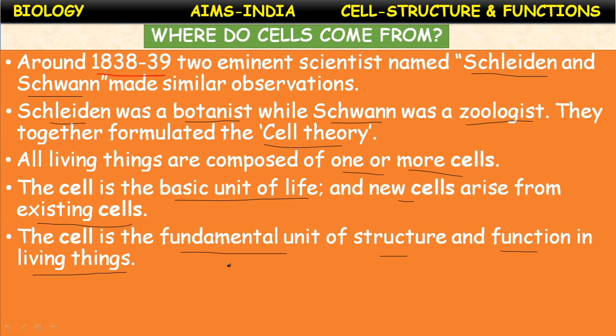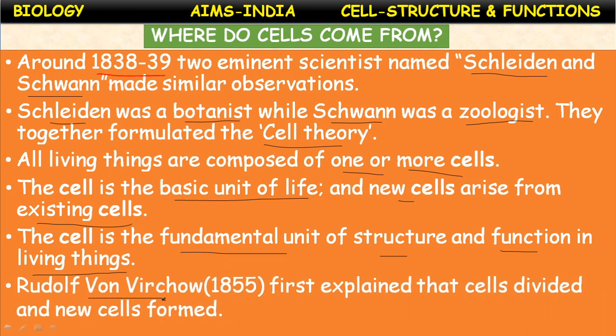We define the cell based on the postulates of the cell theory only. Rudolf Virchow in 1855 first explained that cells divide and new cells form. Who proposed the cell theory? Schleiden and Schwann. Schleiden was a botanist, Schwann was a zoologist. According to the cell theory, all living organisms are made up of basic structural units called cells. Second statement, all living organisms are made up of basic functional units called cells. And new cells arise from pre-existing cells. These are the three main postulates of the cell theory, also called the cell doctrine.